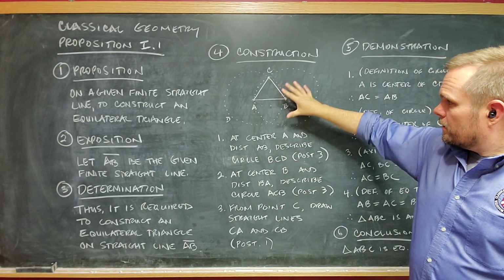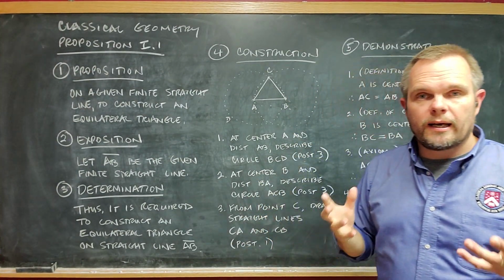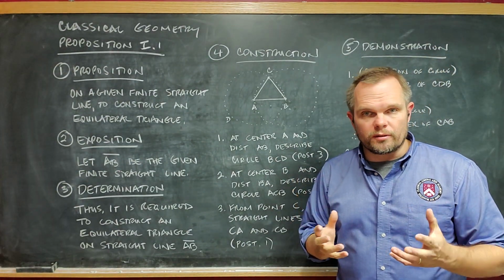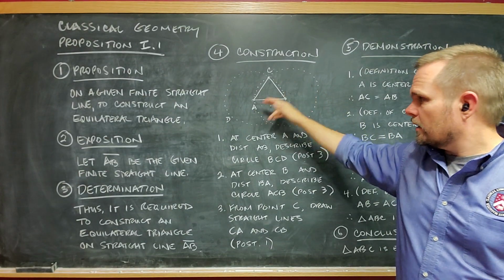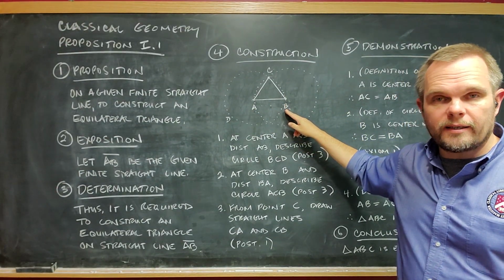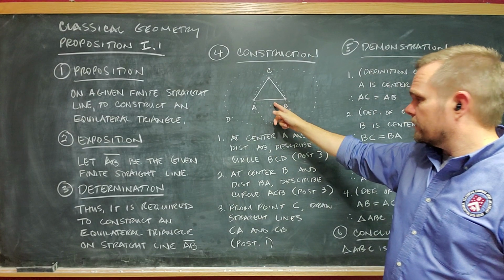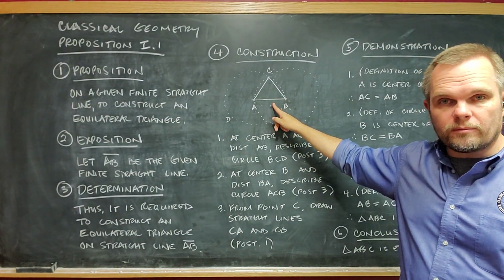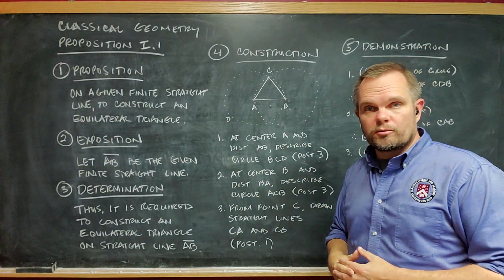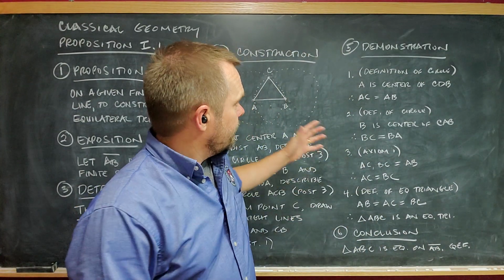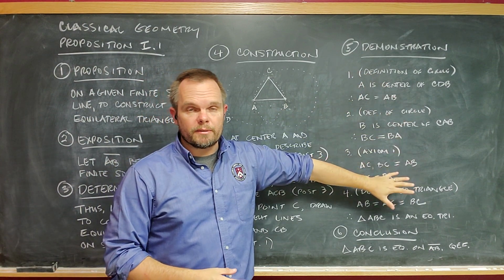Now, remember, in the study of geometry, our geometrical knowledge has to be absolutely certain. So if I say that I've constructed an equilateral triangle on the finite straight line AB, what you should say is, hey, prove it. Prove that that's an equilateral triangle. And my proof is going to come in part 5, which is the demonstration. Okay, so having completed the construction, we're now going to move on to the demonstration.